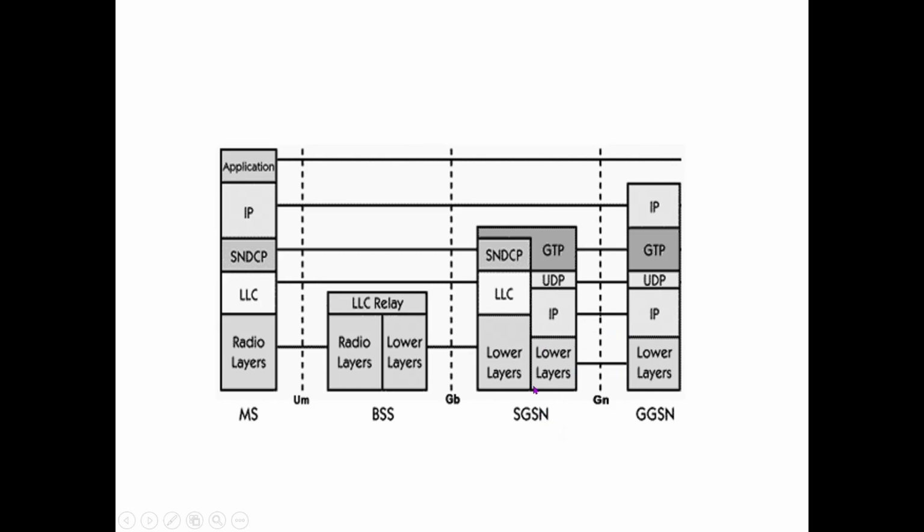And so through the serving GSN, it is connected to the gateway GSN. First, the mobile station transfers the data to the BSS, base station subsystem, which contains radio layers and lower layers. And the base station transmits the data to the SGSN, serving GSN. It converts lower layers and lower layers. And the SGSN transfers the data to the GGSN, gateway GSN. So this is the protocol stack of GPRS.